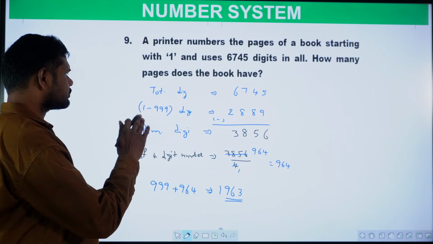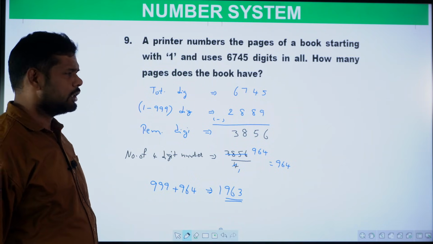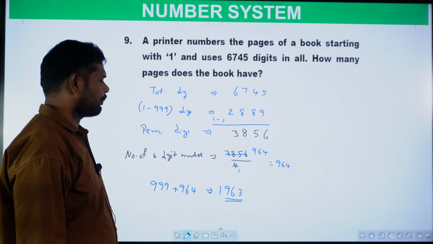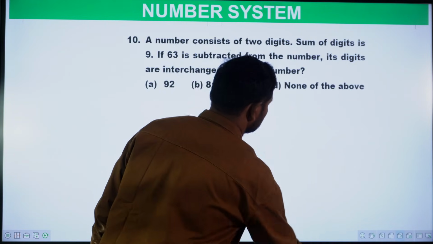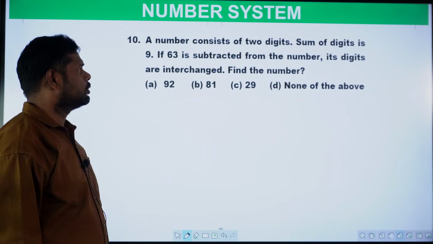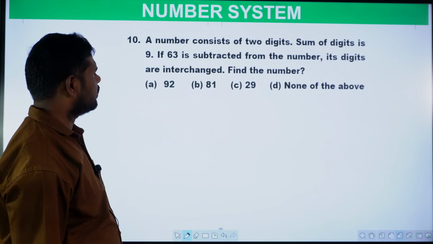So very easy, and you need to apply our basics to that question. That's it. Reading the question and understanding the question is important. A number consists of two digits. Sum of digits is 9.